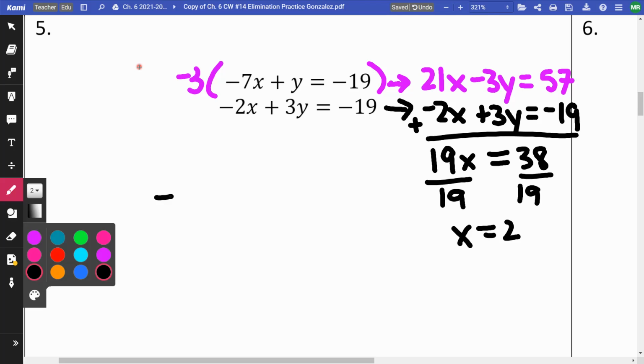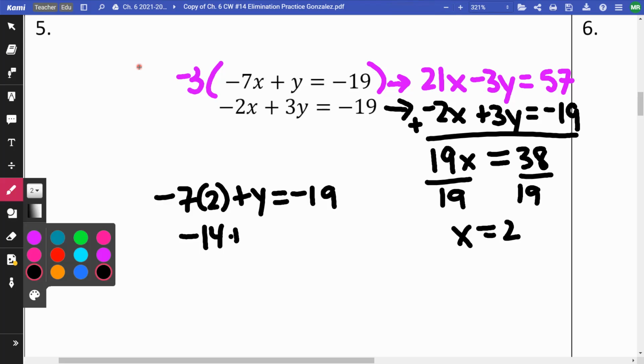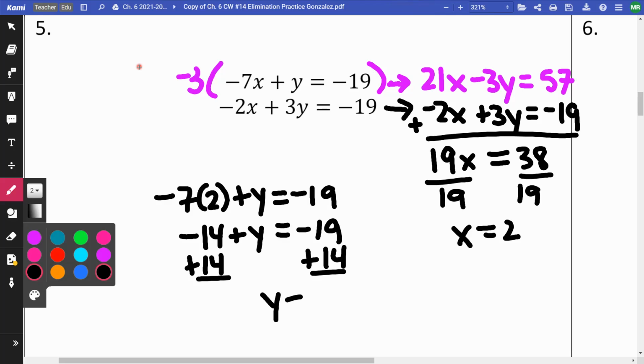And I'm going to put that into the top one, negative 7 times x, which is 2, plus y equals a negative 19. So negative 14 plus y equals negative 19. I'm going to add 14. I get y is equal to negative 5. So I get 2 comma negative 5.